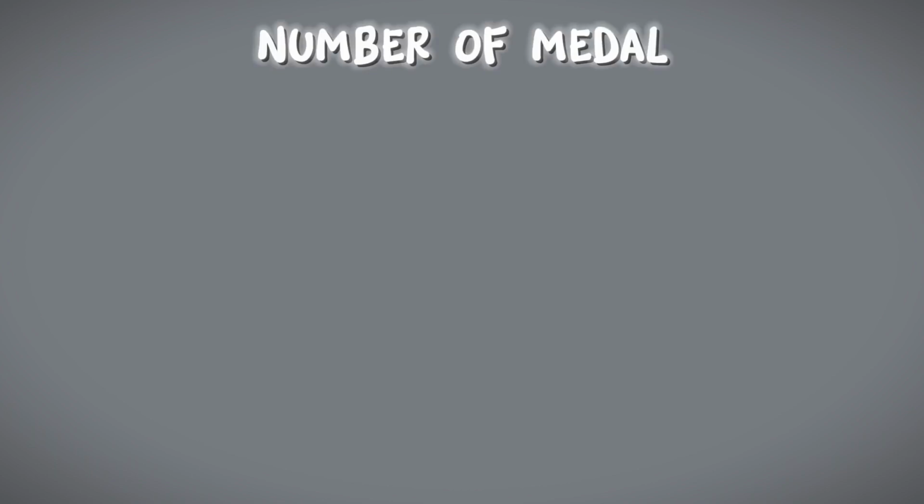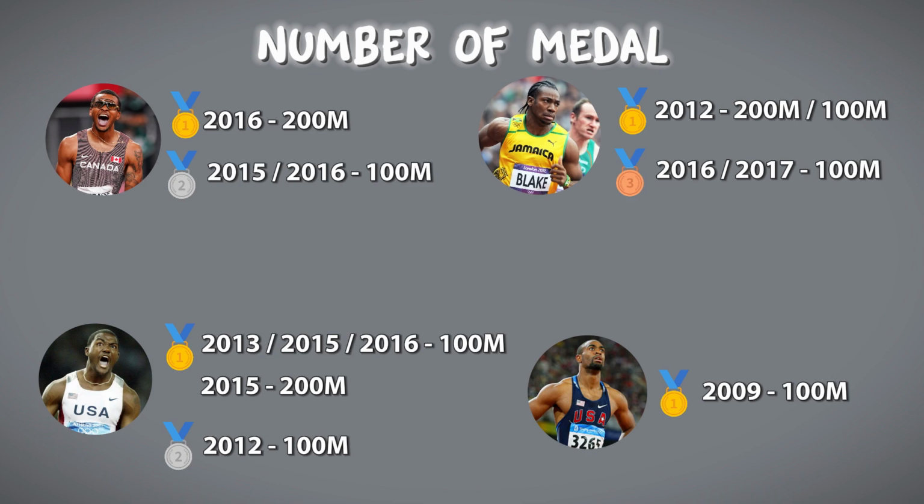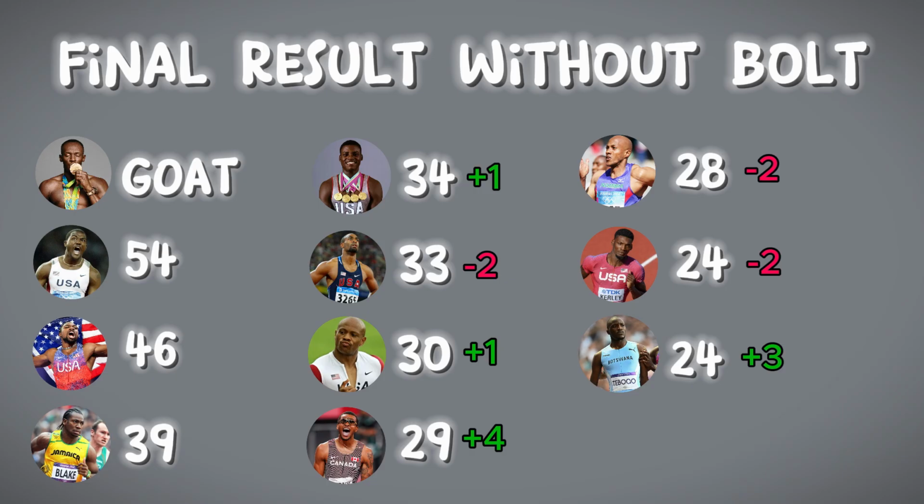And finally, the last stat that we are looking at is the number of medals. But to be fair with everybody, this time I erased Usain Bolt from history, and now these are the medalists. As you can see, Justin Gatlin, Andre De Grasse, and Yohan Blake are benefiting a lot from the absence of Usain Bolt. Is it going to change something? I don't know, but let's take a look at it. And this is the final result without Usain Bolt.